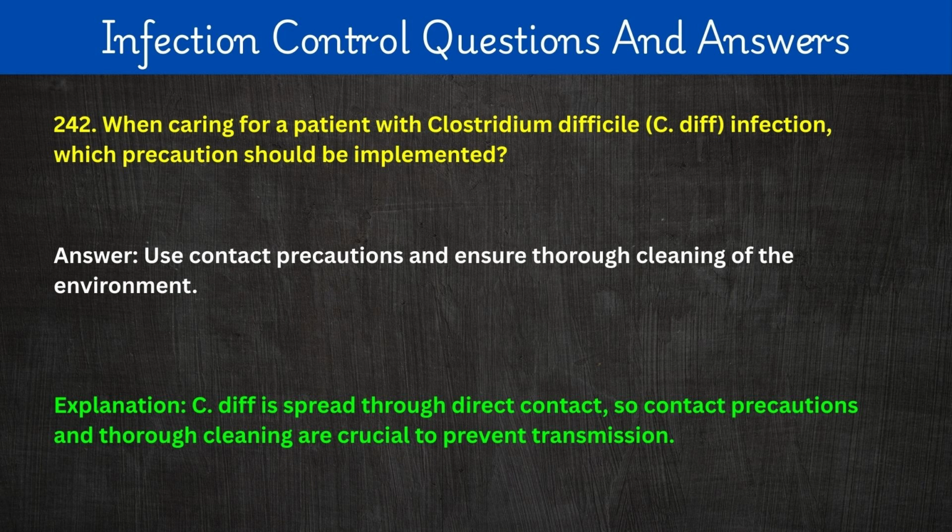242. When caring for a patient with Clostridium difficile (C. diff) infection, which precautions should be implemented? Answer. Use contact precautions and ensure thorough cleaning of the environment. Explanation. C. diff is spread through direct contact, so contact precautions and thorough cleaning are crucial to prevent transmission.